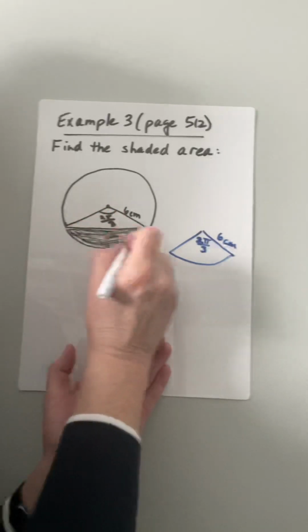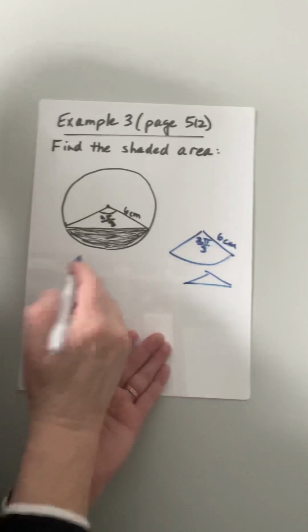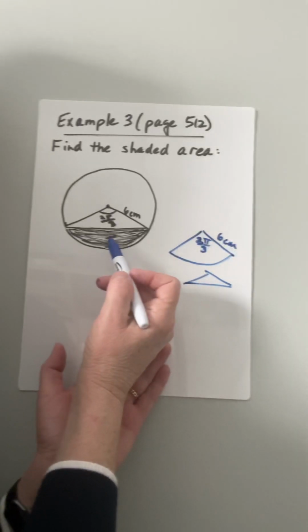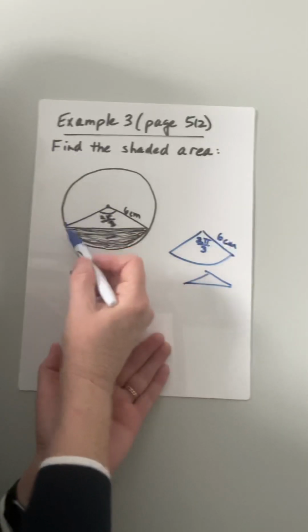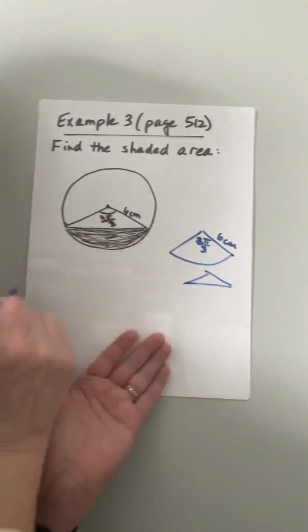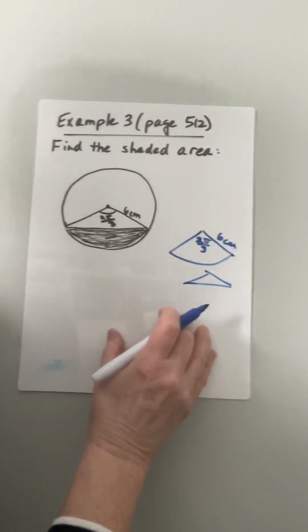So we can see a triangle here though. So we also have a triangle. So we're going to find the shaded area by finding the area of this whole sector and then subtract the triangle from it. Okay, so let's go about this.